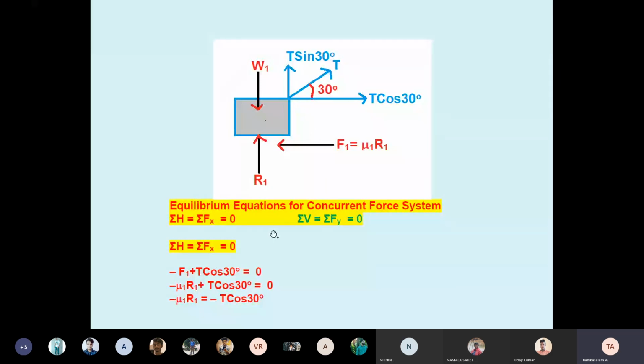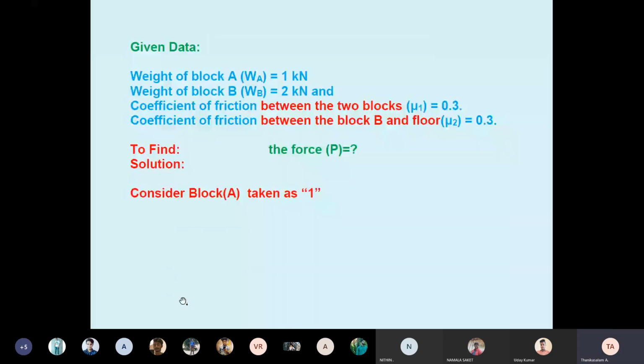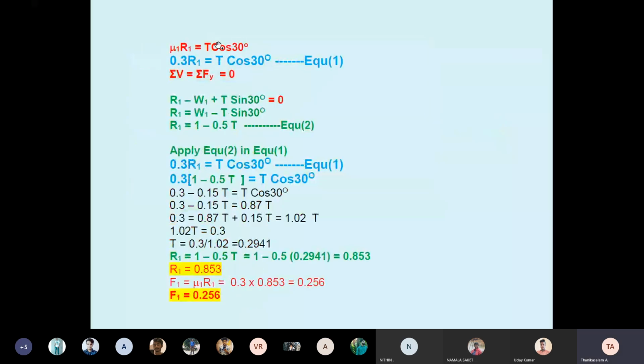Now apply summation of H equal to 0. What is summation of H equal to 0? Minus F plus T cos 30 equal to 0. We know F equal to mu1 R1, no? Therefore mu1 R1 equal to T cos 30, the minus cancels. What is mu1? Mu1 is mentioned, 0.3. Therefore 0.3 R1 equal to T cos 30. I take this as equation 1.